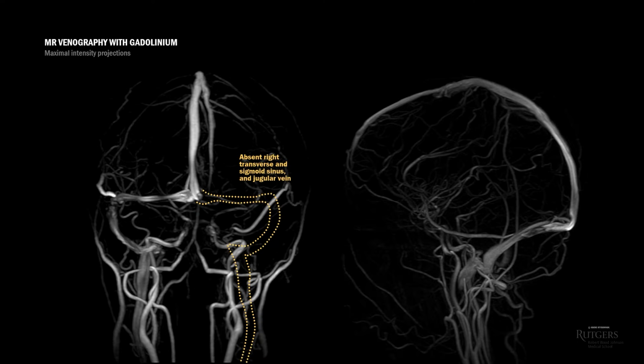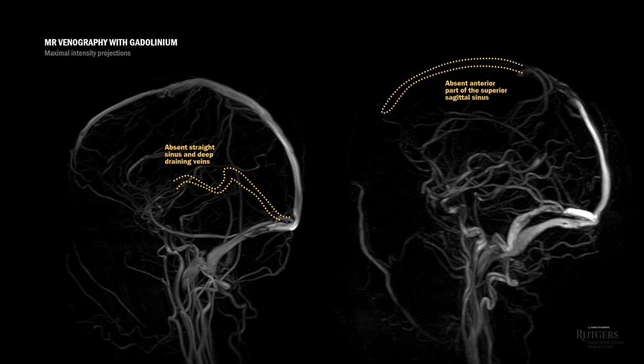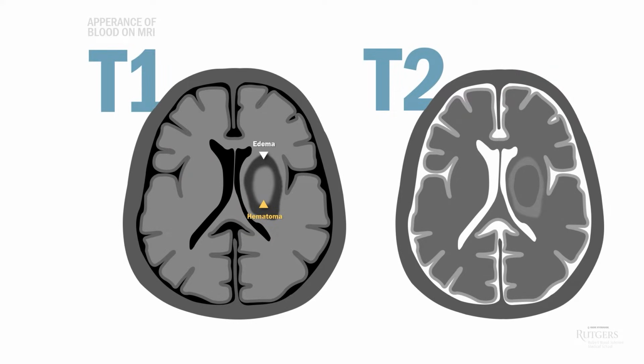What about this example? Where's the straight sinus and the deep draining veins? And finally, the anterior part of the superior sagittal sinus is missing here. Interpretation of the MRV is also susceptible to anatomical variants, but what really gives MRV its superior sensitivity and specificity is the concurrent brain MRI.